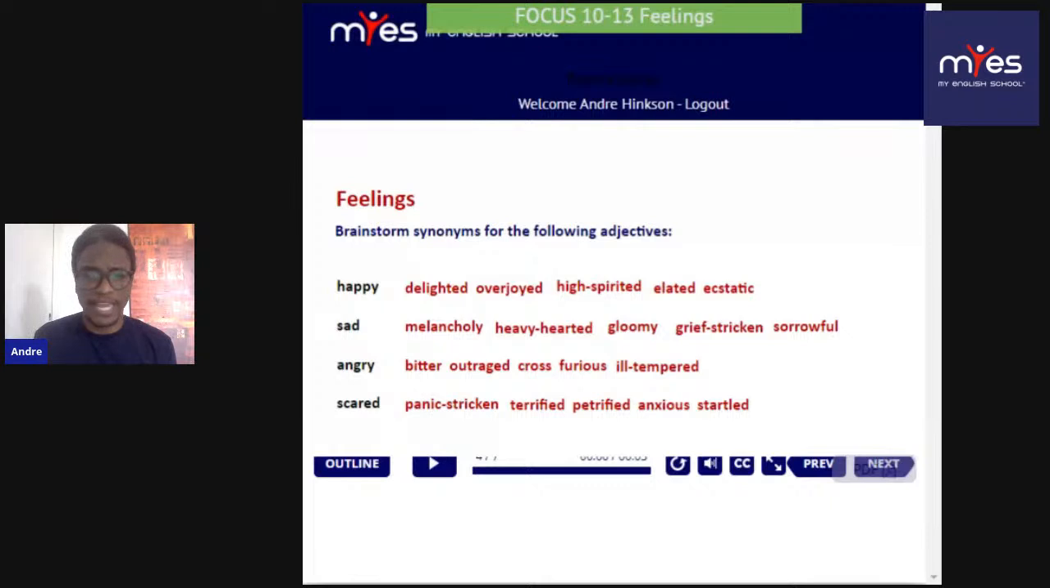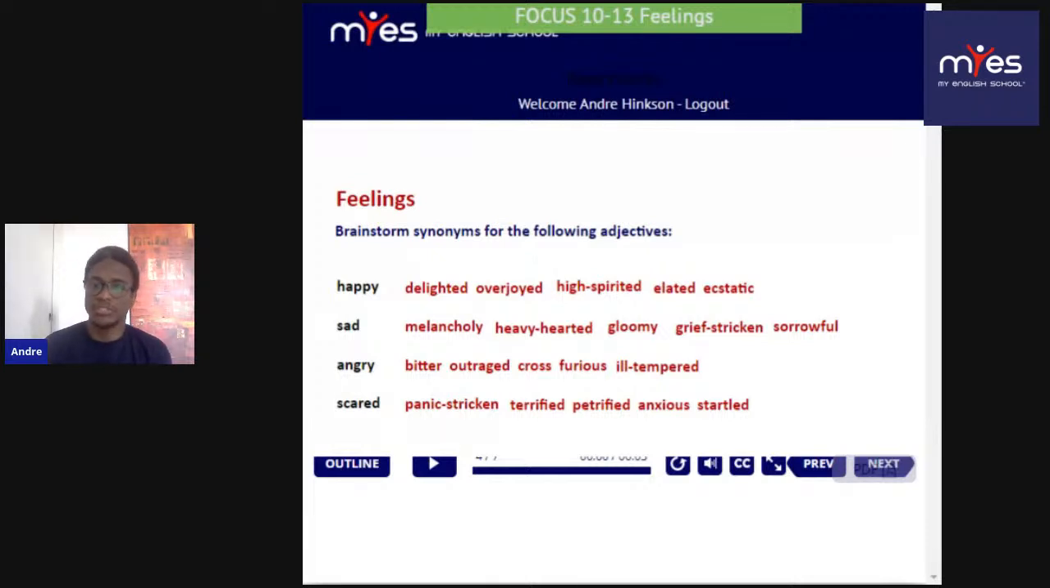Outraged is a more expressive form of angry. It's a little more exaggerated or a little more, how should I say, emotional. So outrage is a very strong anger. Cross, as I said, is British. Furious, same thing. It's very strong anger. Ill-tempered: I feel ill-tempered, or that person is ill-tempered, meaning they are a very negative and very angry person. They're very negative in this case.